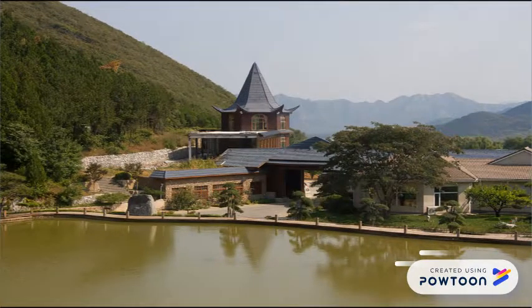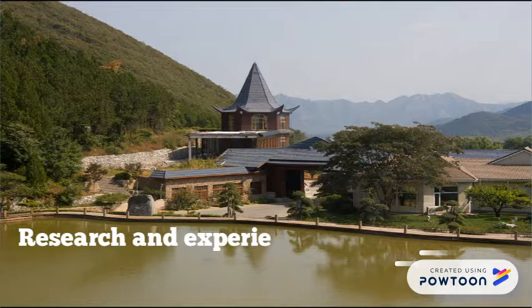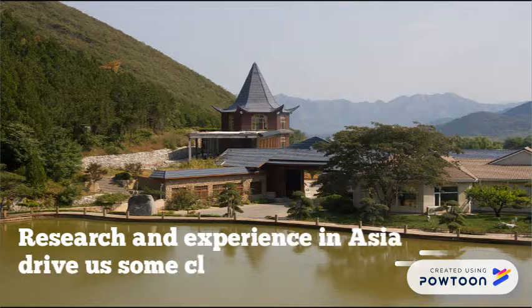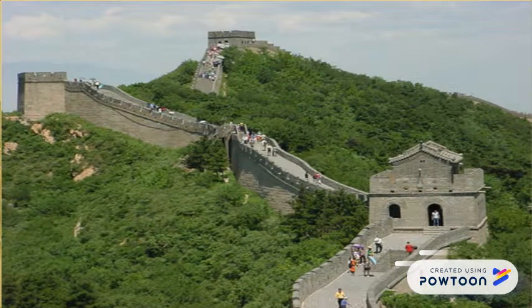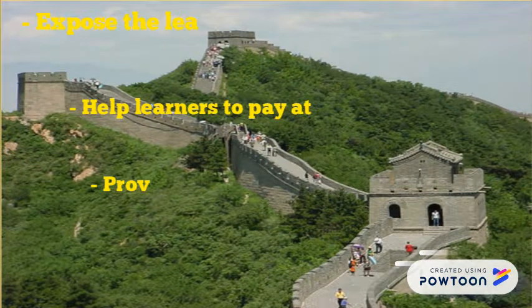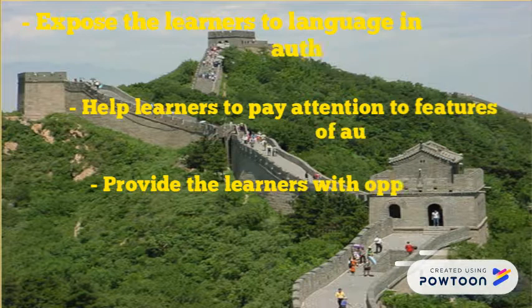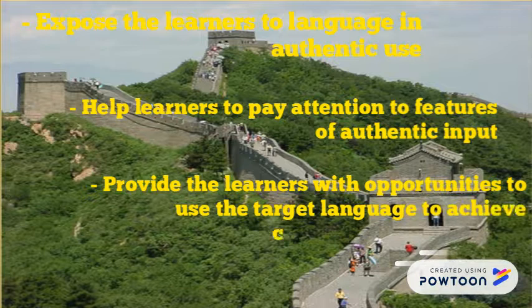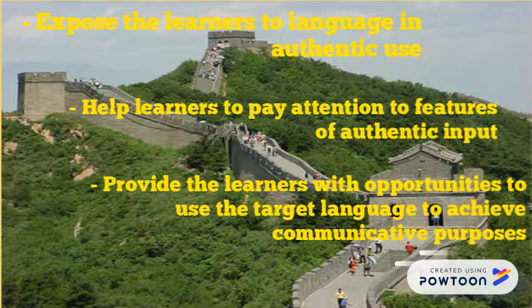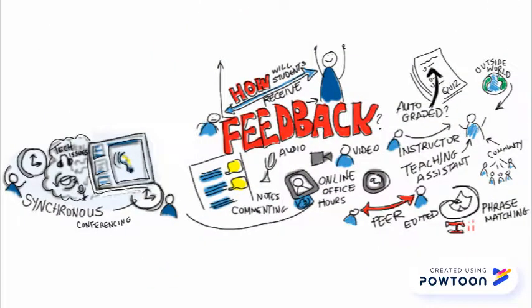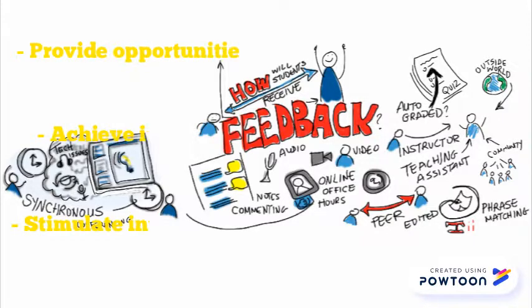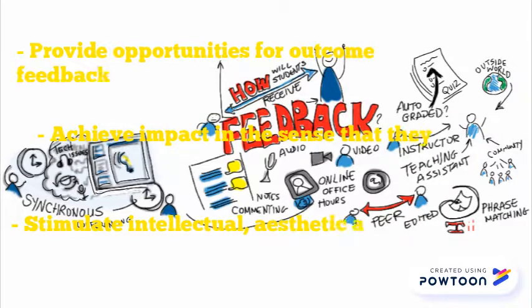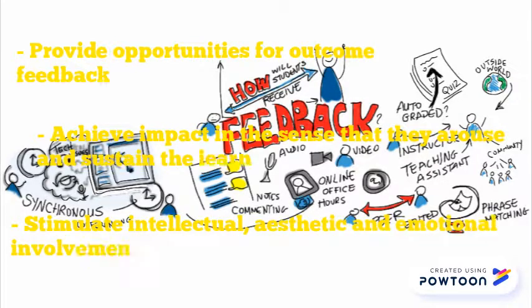The experience and research made in Southeast Asia offer clues about what the material should have. For example, expose the learners to language in authentic use, help learners to pay attention to features of authentic input, provide the learners with opportunities to use the target language to achieve communicative purposes, provide opportunities for outcome feedback, achieve impact in the sense that they arouse and sustain the learner's curiosity and attention, stimulate intellectual, aesthetic, and emotional involvement.